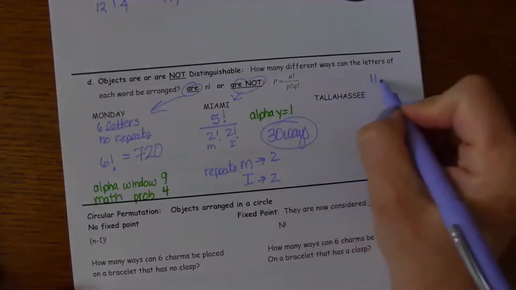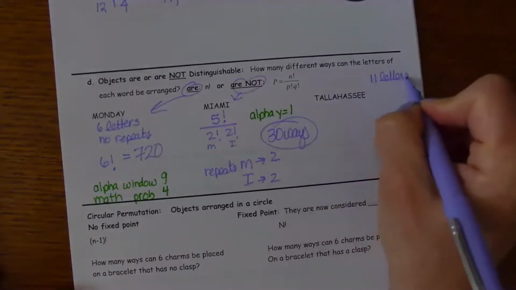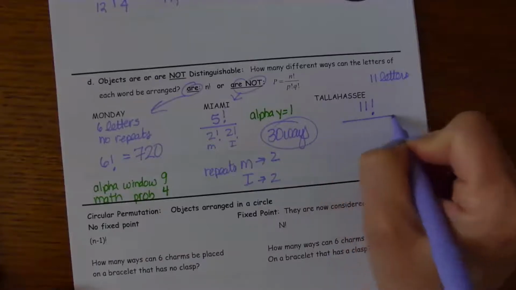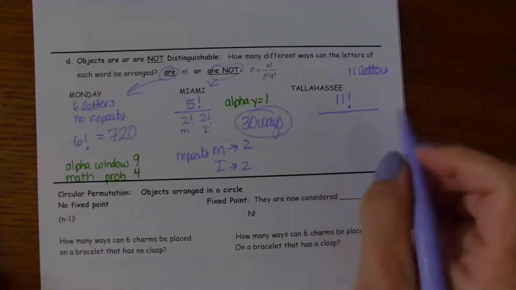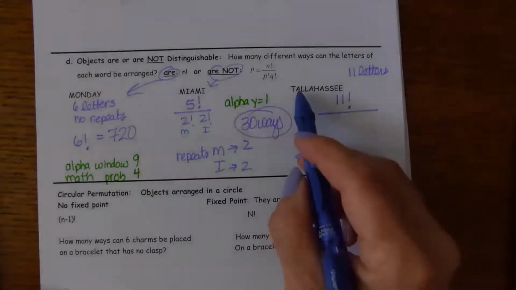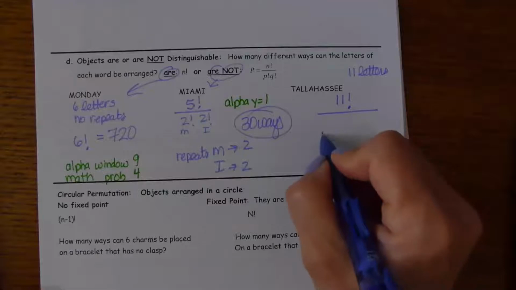So there's 11 letters in Tallahassee. So I'm going to put 11 factorial. Now, I'm just going to write for my own purpose so I can count how many of each letter are there. Okay, how many A's are there?